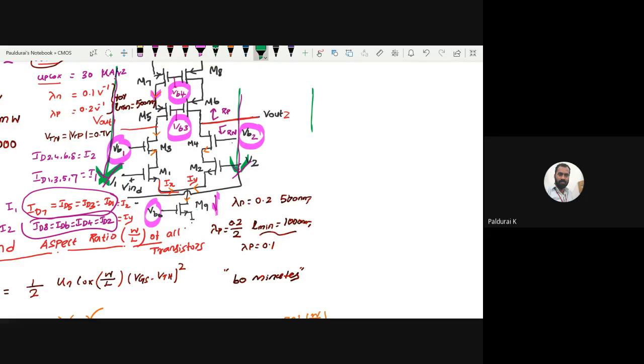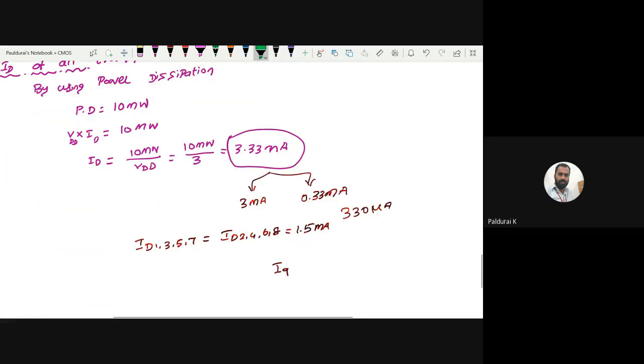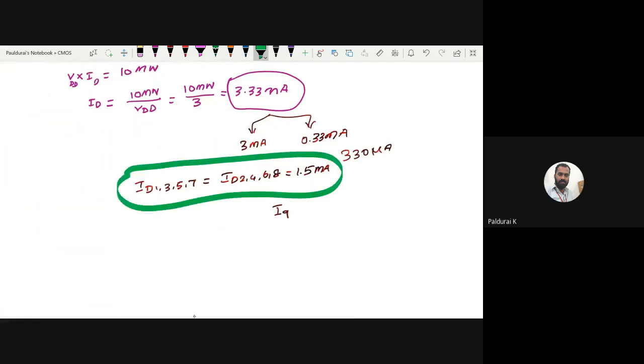So இப்போ என்ன பண்ணலாம்னு பாரு, அதான் இங்கே எடுத்துருக்கிறேன். ID of 1357, அதில் ஃப்ளோ ஆகிற கரண்ட் 1.5 milliamps. 2468ல ஃப்ளோ ஆகிற கரண்ட் 1.5 milliamps. If you add these two, you will get I9 is 3 milliamps. So we found all the drain currents. 9 transistors, அதில் உள்ள drain current கண்டுபிடிச்சிட்டேன். That is the very first step.